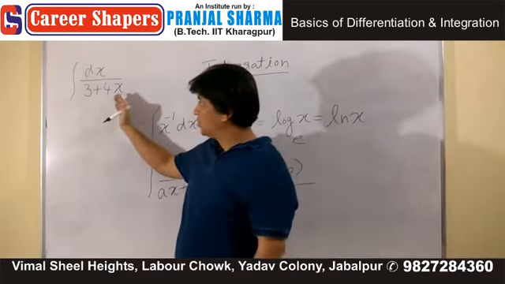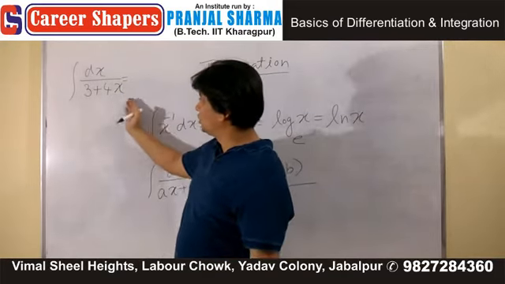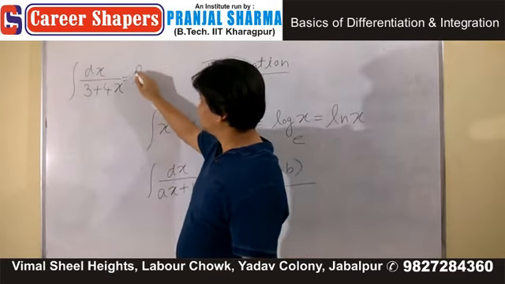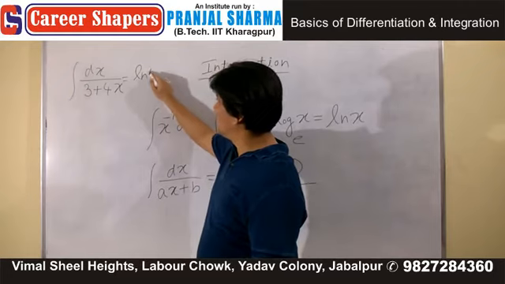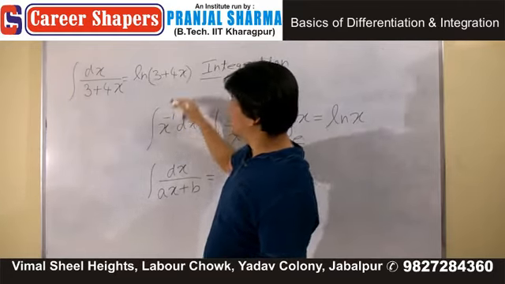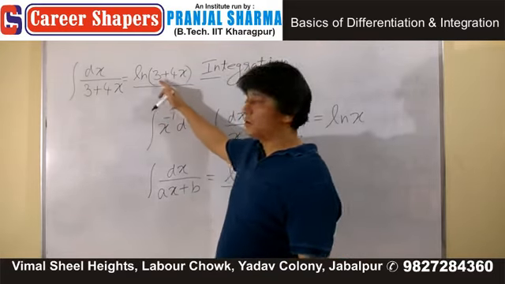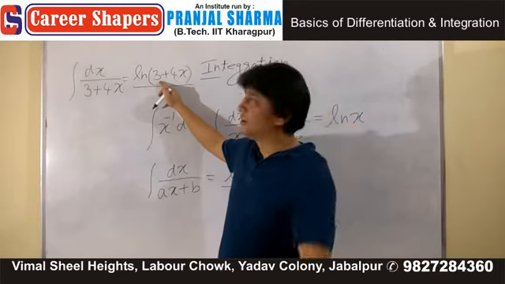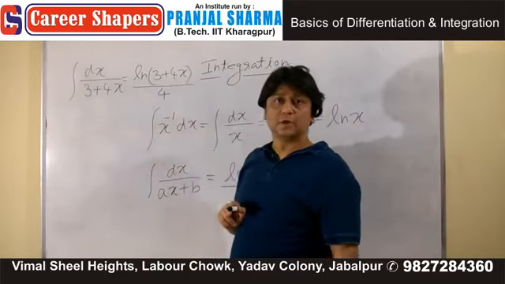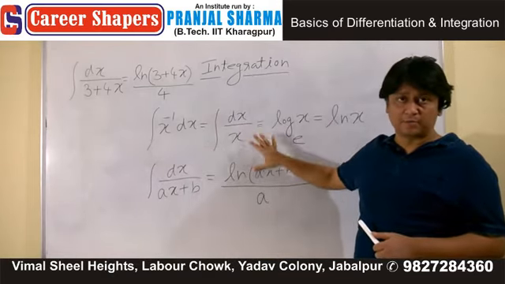This is dx upon 3 plus 4x. So the answer is what? You see x in the denominator. Once I see x in the denominator, answer is ln of 3 plus 4x divided by, not 3, coefficient of x, which is 4. So you just need to remember the standard form.